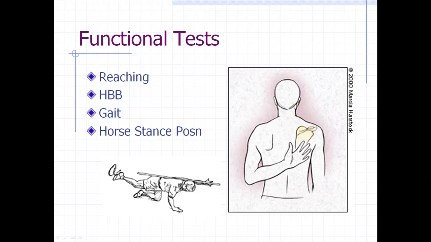Having performed our special tests, we may go on to functional tests, movements such as reaching, putting our hand behind back or hand behind neck, gait, observing how the individual's gait may be modified as a result of glenohumeral joint action, the horse stance position, this one here, in which we look for stability and control of the glenohumeral joint. There's a number of functional tests that can be performed.